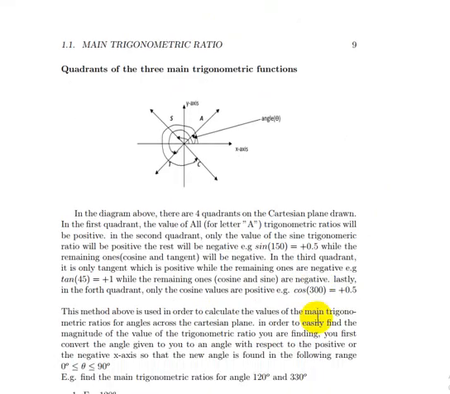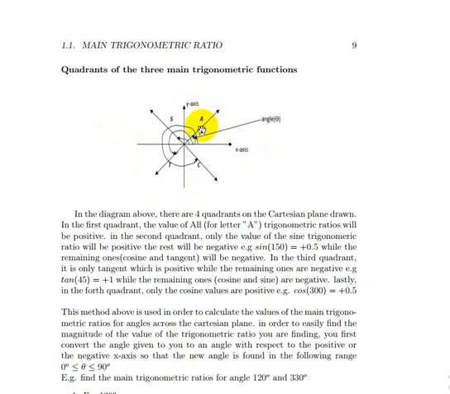Now the next thing we are going to involve with trigonometric ratios are the quadrants of the three main trigonometric functions. You need to know that in a Cartesian plane of the x-axis and the y-axis, there exist 4 quadrants. The first quadrant by convention is located here. The second quadrant by convention is located here. The third quadrant by convention is located here, and the fourth quadrant is located here.